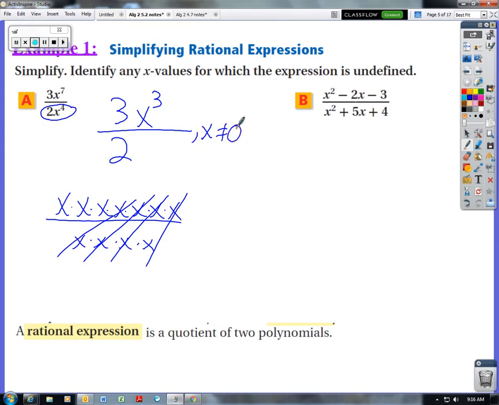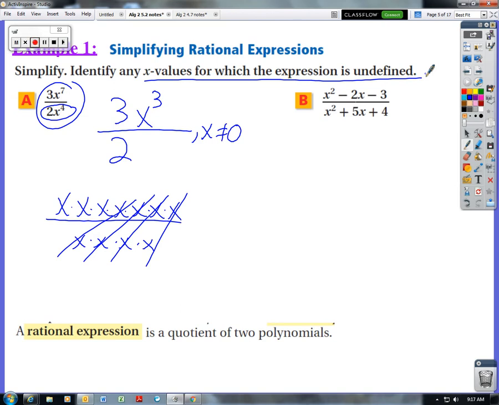When you're checking to see where it's undefined, you need to look at the original expression, not the reduced one, because on this reduced one we don't have any x's in the denominator. You could plug 0 in here just fine and you would get an answer. But in the original one, if you plug 0 in for x, you're going to have a problem. So you need to look at the original one when you're identifying where the expression is undefined.